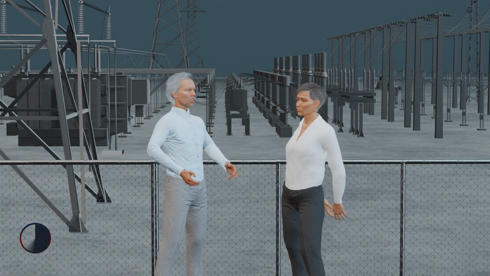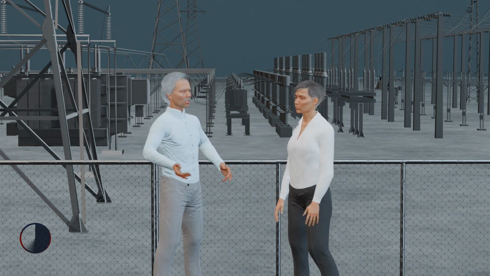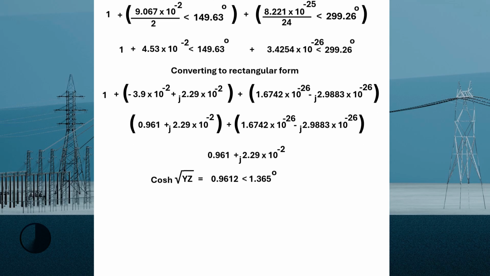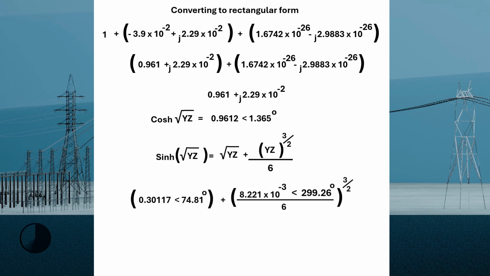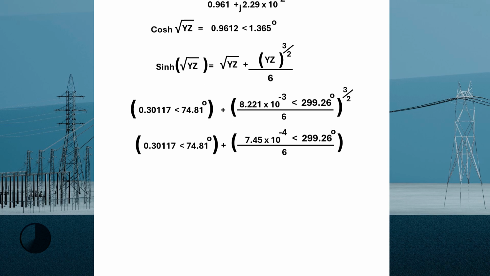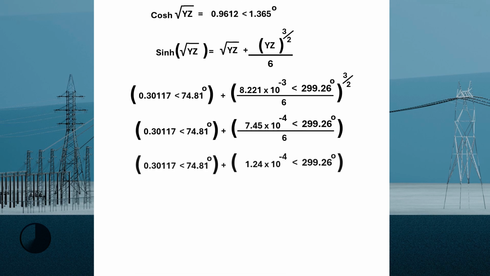Sinh, on the other hand, can also be calculated out too, so we will have square root, open bracket admittance multiplied by impedance plus admittance multiplied by impedance close brackets raised to power 3 all over 2 and further all over 6. Now when we slot our values in here, we will be having these. When the right side is further simplified, we will be having these here, and further divided by 6 here. The right side will be 1.24 times 10 raised to power minus 4 at an angle of 299.26 degrees.